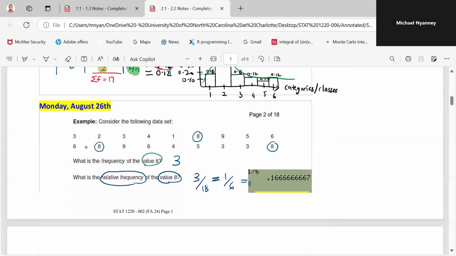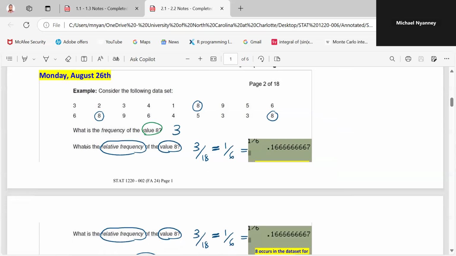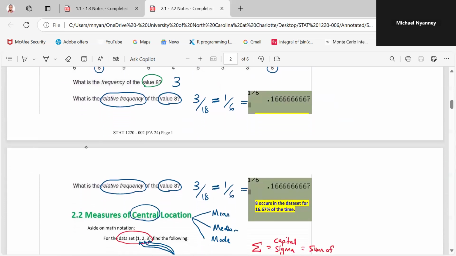What is the frequency of the value of 8? We realize how many times 8 comes in the data: 8 appears 3 times. What is the relative frequency of the value of 8? Now, what is the proportion that 8 takes from the number of data points? Since it comes in 3 times, it takes 3 out of the 18 data points that you have. So our sigma f is 18. You can put this in decimal and you're going to have 0.167. Okay.